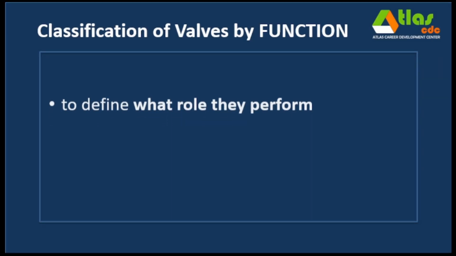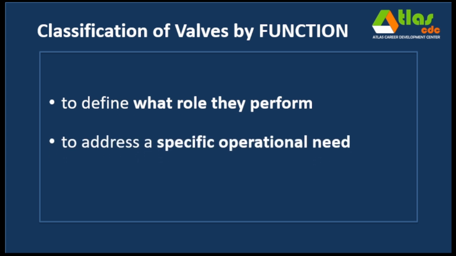Valves are classified according to function to clearly define what role they perform within a piping or plumbing system. Each functional category, such as isolation, control, non-return, pressure-reducing, or safety, is designed to address a specific operational need, like stopping flow, regulating pressure, preventing backflow, or releasing excess pressure.